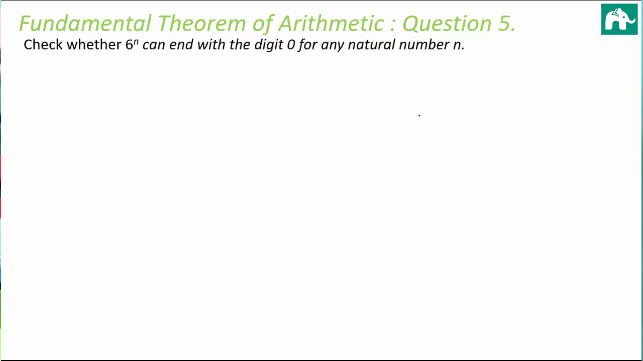Question number 5. Check whether 6 to the power n can end with a digit 0 for any natural number n. So again, as I told, for any number to end with 0, it has to be a multiple of 5. That means 5 has to be one of the factors. Correct? But if you look at the number pattern 6 to the power n, that actually means 2 into 3 to the power n. Correct? That means 2 into 3, 2 into 3, 2 into 3, so on n times.